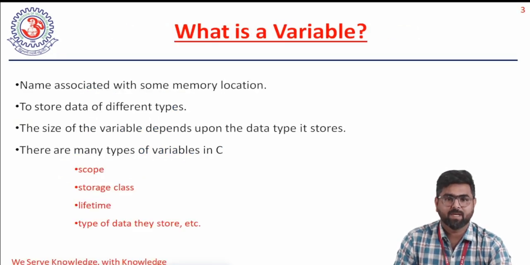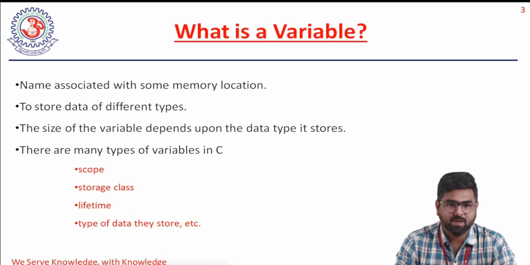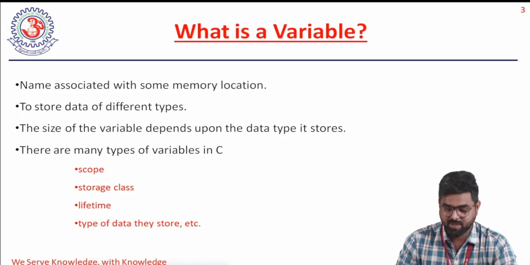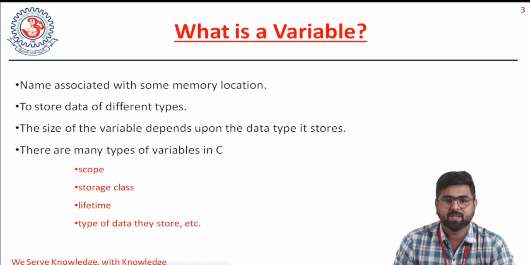So what is a variable? Generally, variables are the names which are associated with a memory location. In a variable we are going to store some data, and this data will be somewhere in a particular memory, right? It will have some address. To refer to that address, we use these variables, which are nothing but names.